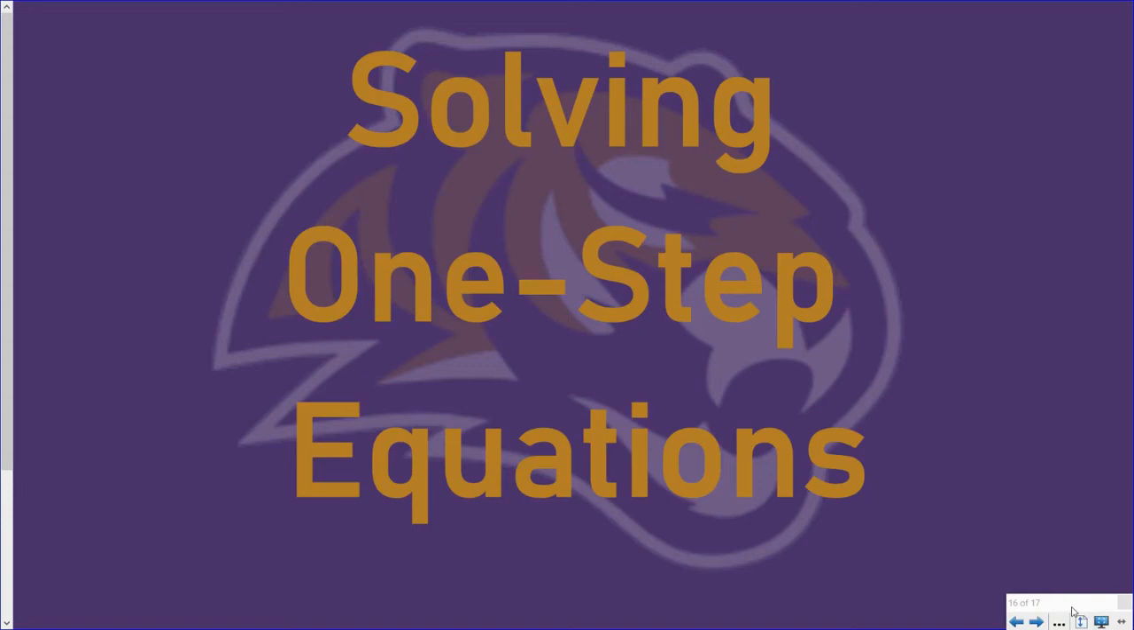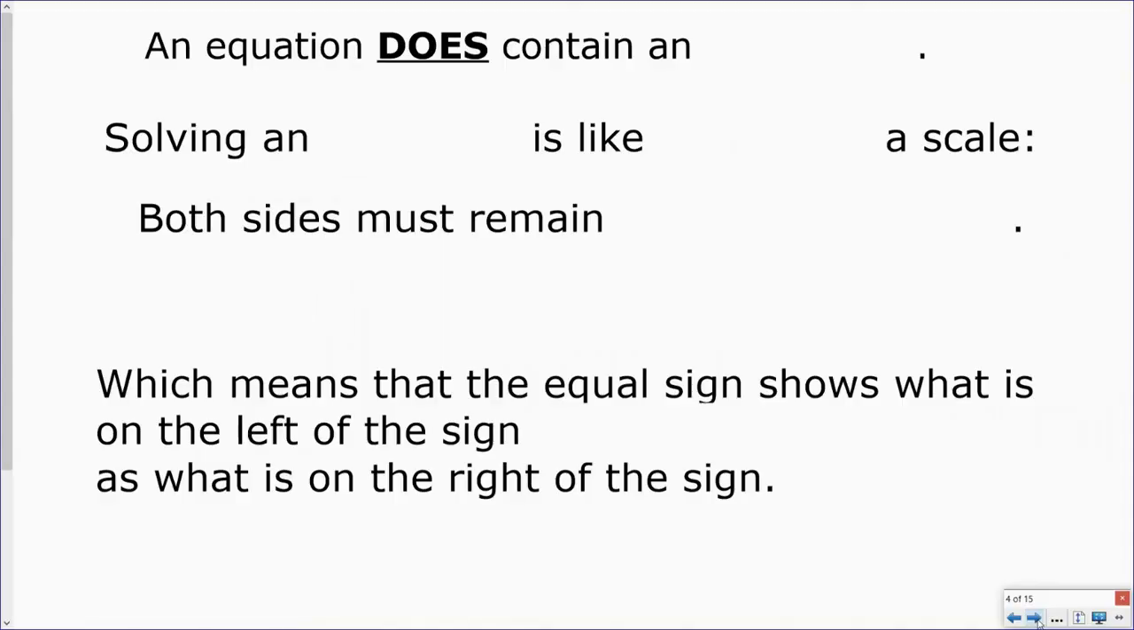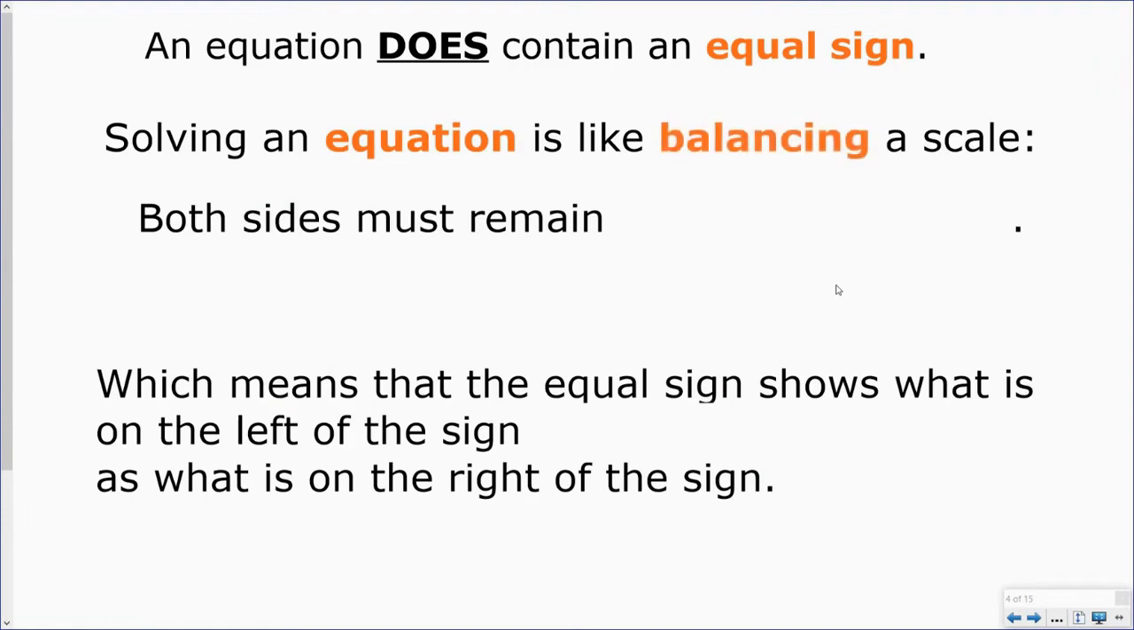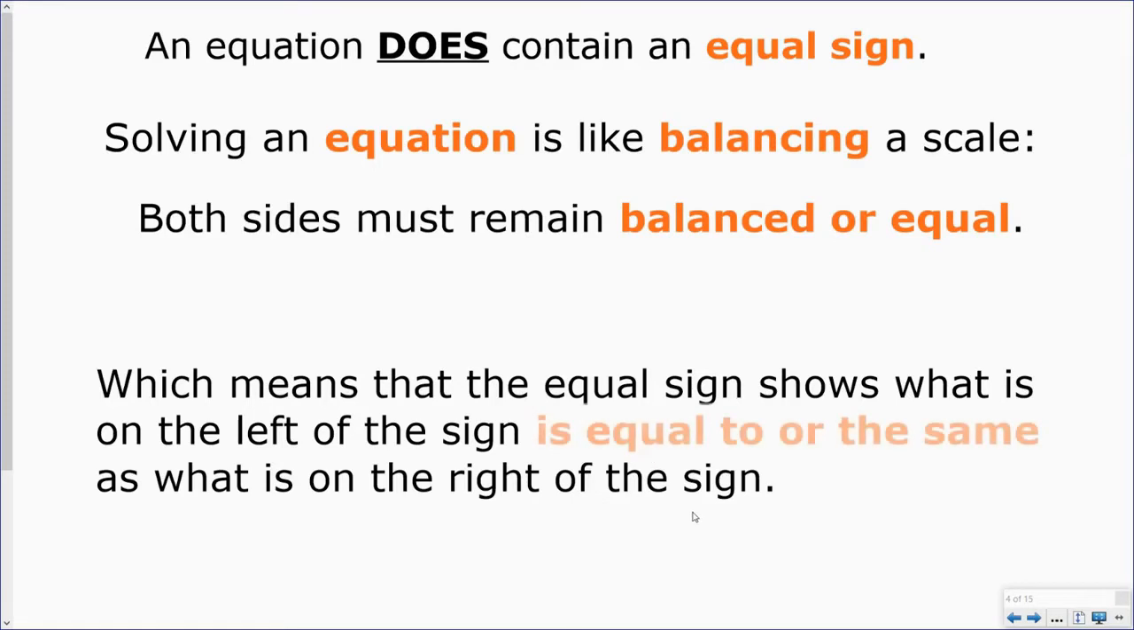In this video, we're going to take a look at how to solve one-step equations. Unlike an expression, an equation does contain an equal sign. Solving an equation is like balancing a scale. Both sides must remain balanced or equal, which means that the equal sign shows that what is on the left is equal to, or the same as, what is on the right side.